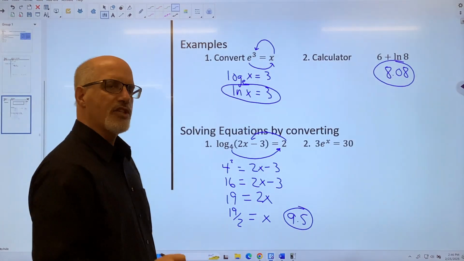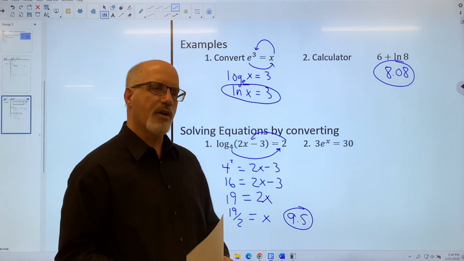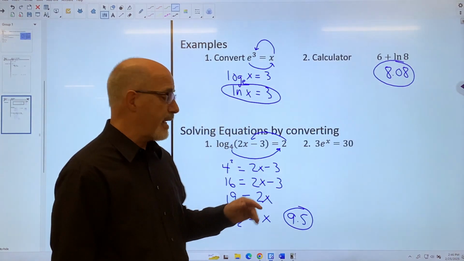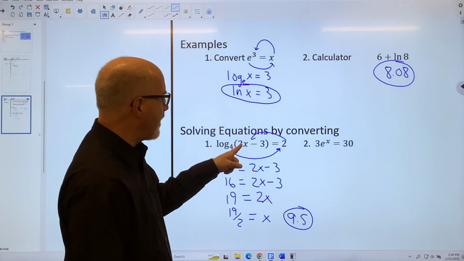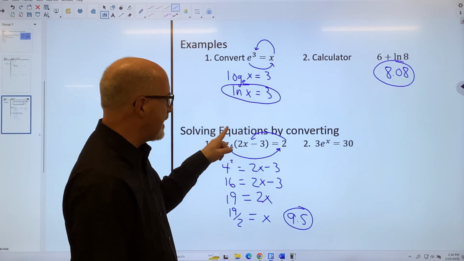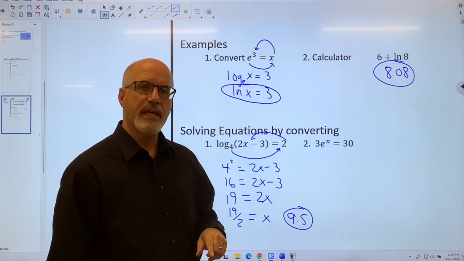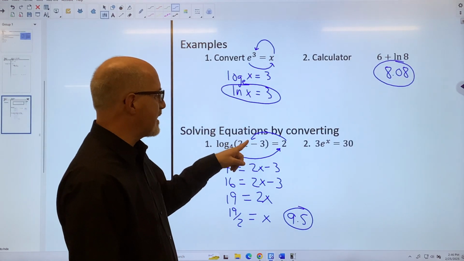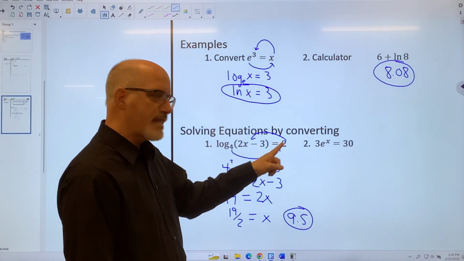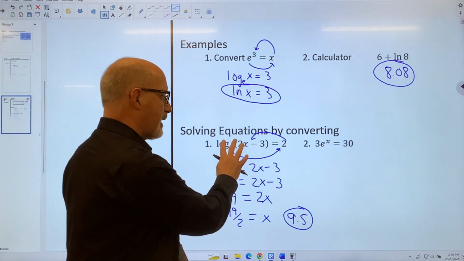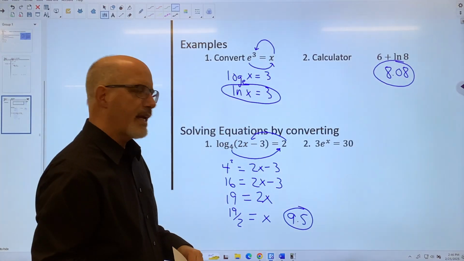We do have to check our answers when it's a logarithm to make sure that we're not taking the log of 0 or a negative. We put in 9.5 here. 2 times 9.5 is equal to 19. 19 minus 3 is equal to 16. Log base 4 of 16, 4 to the second is equal to 16, so it works. Okay, we're just making sure that we don't get 0 or a negative in there.